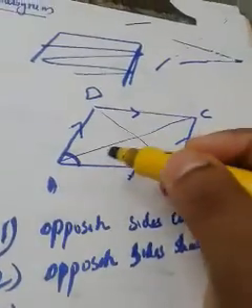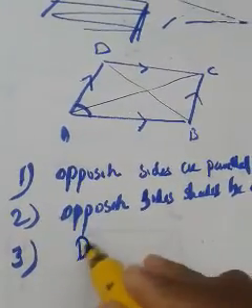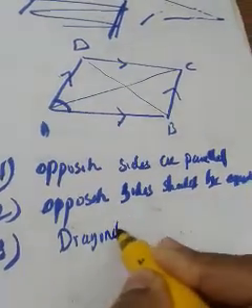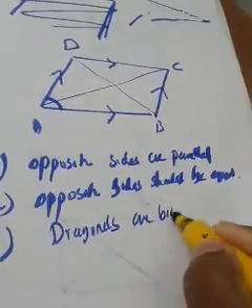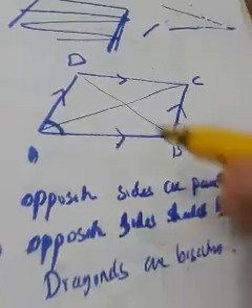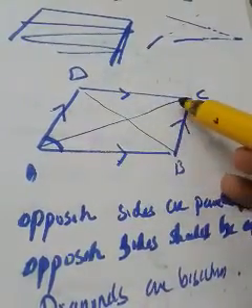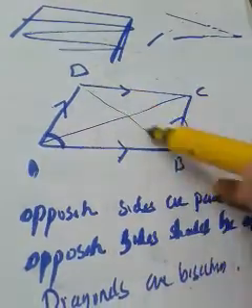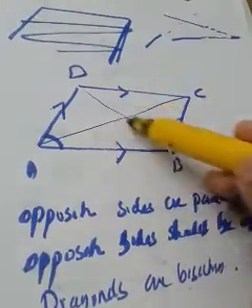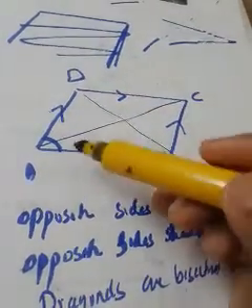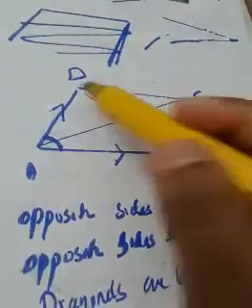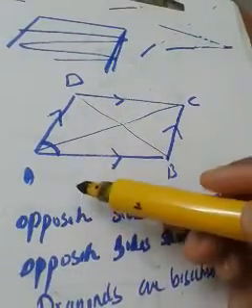But we can say diagonals are bisecting. We can say what? Diagonals are bisecting. It means that if it is 10 centimeter, it can be 10 sometimes, it can be 20 also. That is what I said. We cannot say diagonals are equal, just like rectangle and square.